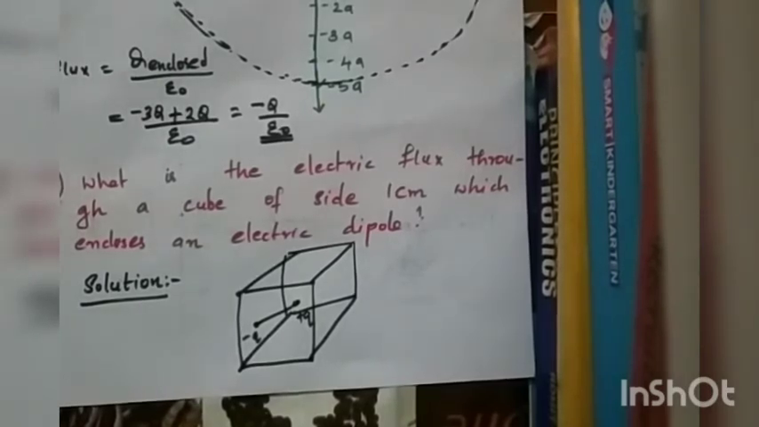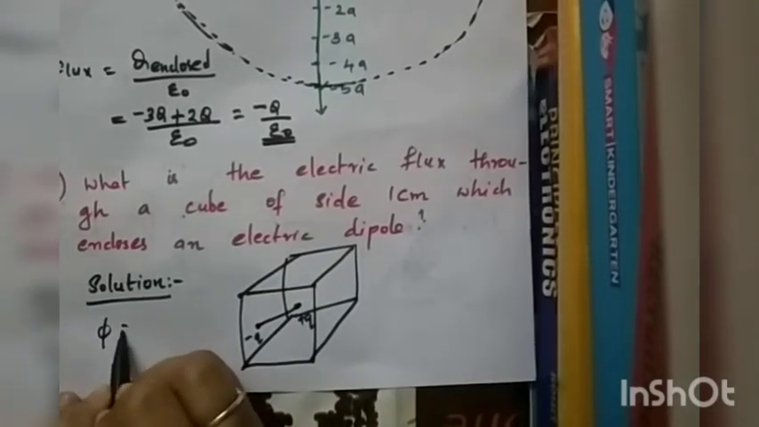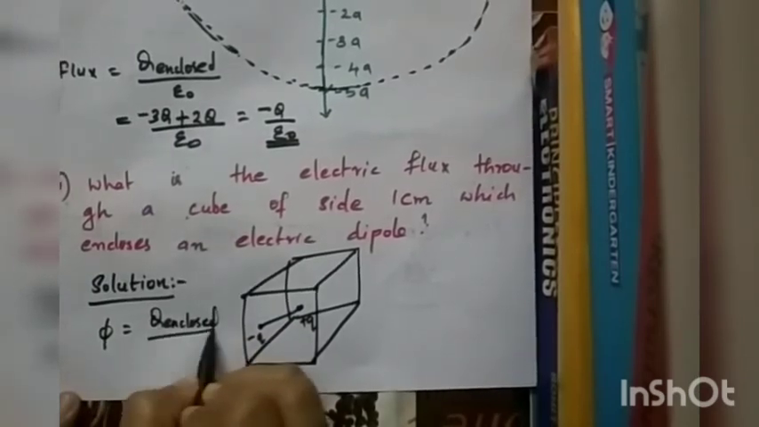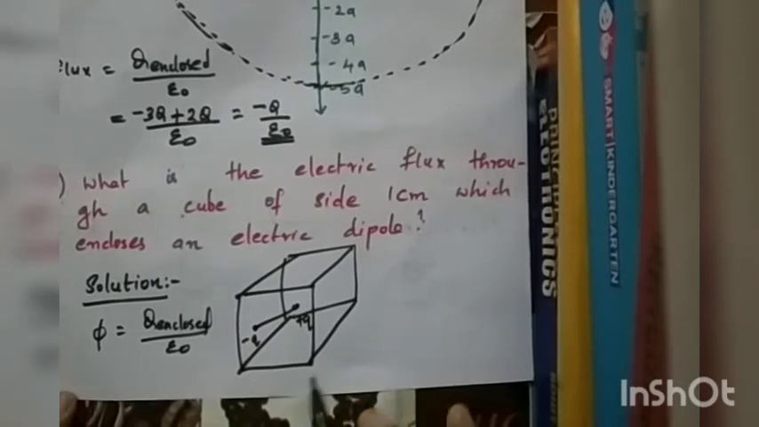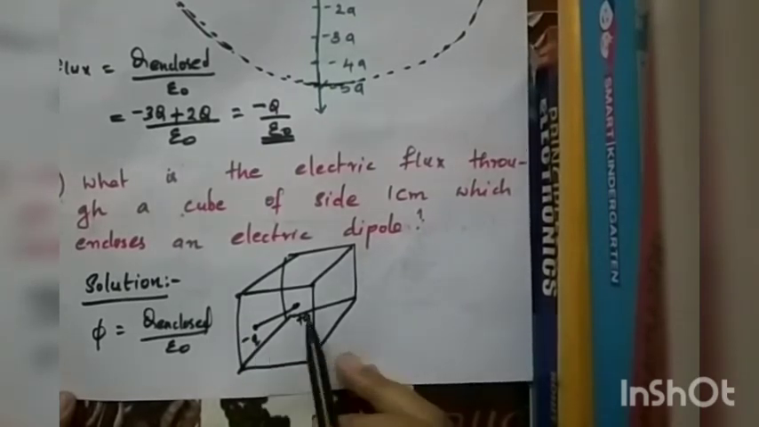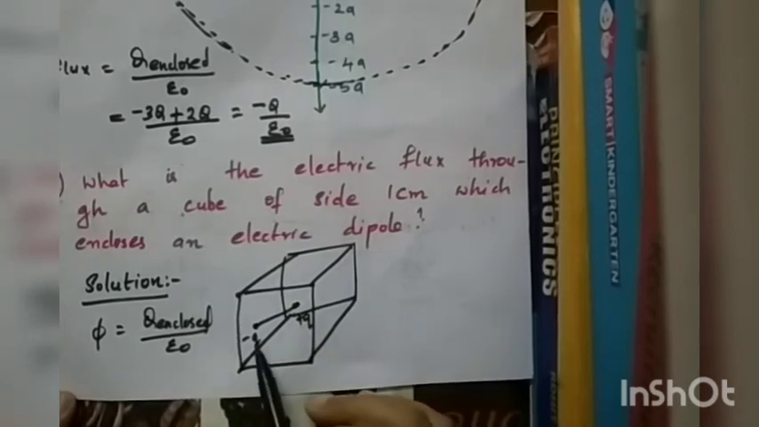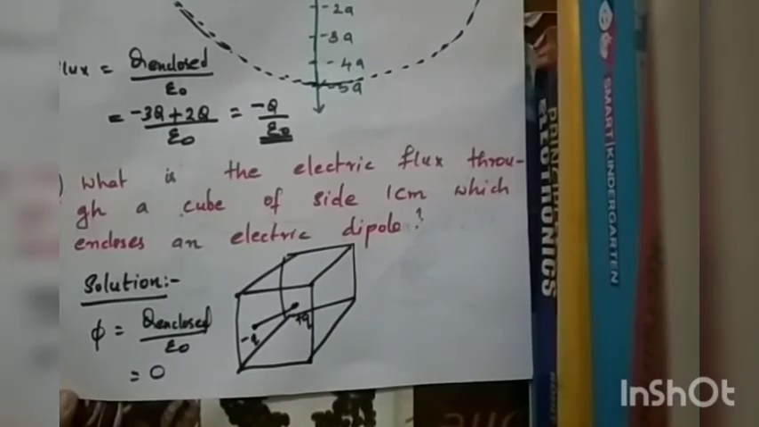So the cube is a closed surface. And what is the equation to find out flux? Flux phi is equal to Q enclosed, or Q net, by epsilon naught. And how many charges are enclosed by this cube? Two charges. One is minus Q, another one is plus Q. So what is the total charge? Yes, minus Q plus Q. What is that? 0. So what is the total flux enclosed by the cube? Yes, it is 0.